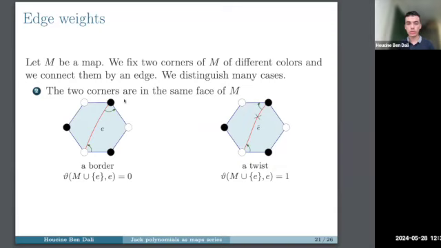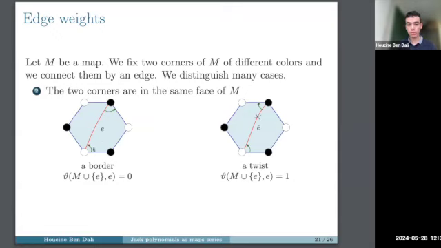Now we have the fourth case in the previous slide, the case where we add an edge without using new vertices. In this case, we will also distinguish many cases, depending on the relative position of the two corners C1 and C2. In the first case, we are adding an edge between two corners in the same face. We have two possibilities to add such an edge.